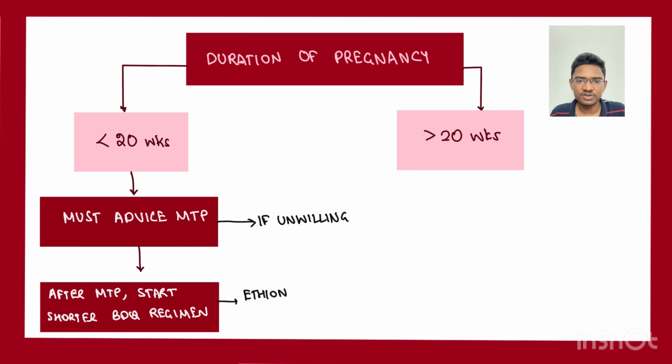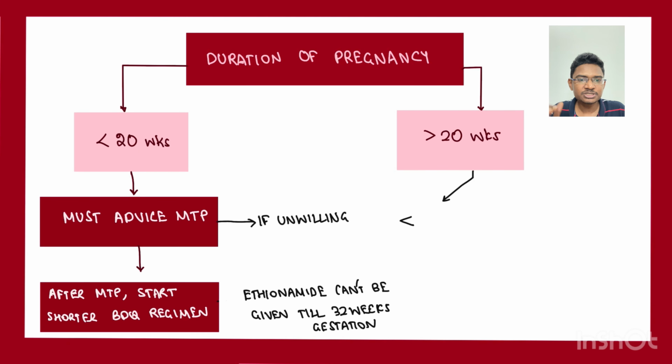See, there is a rule which we discussed previously. Ethionamide can't be given till 32 weeks of pregnancy, because it is teratogenic in the first trimester, and in the second trimester if you give it, it will cause hypothyroidism. So till 32 weeks you can't give ethionamide. So what regimen can you follow?